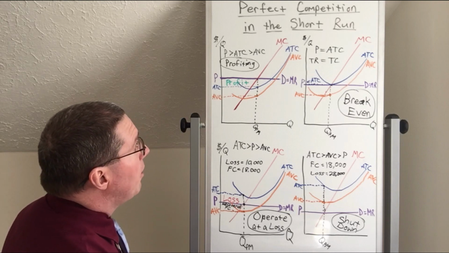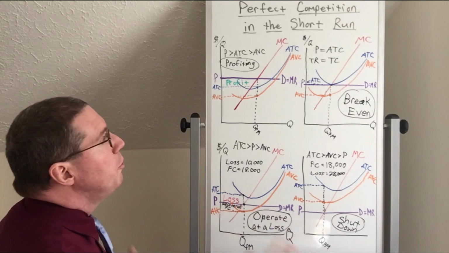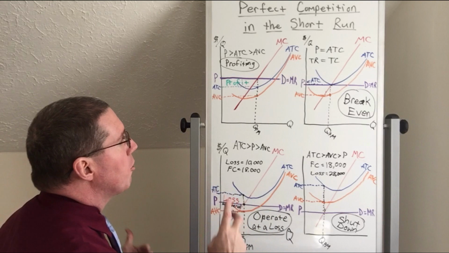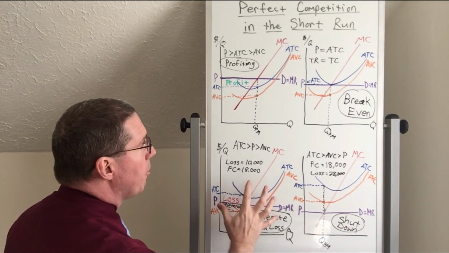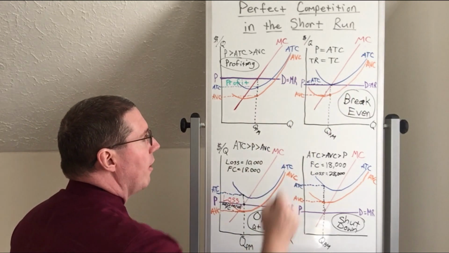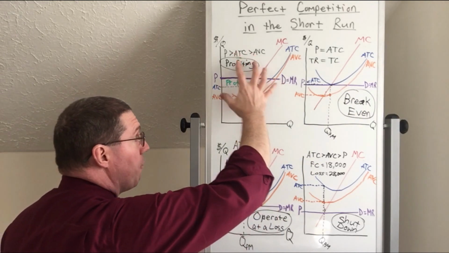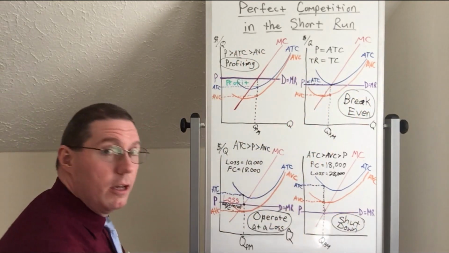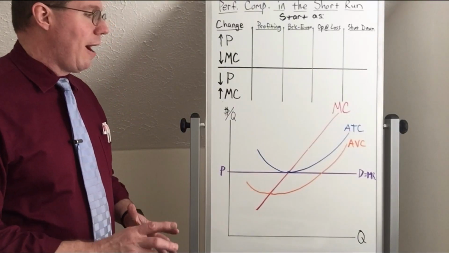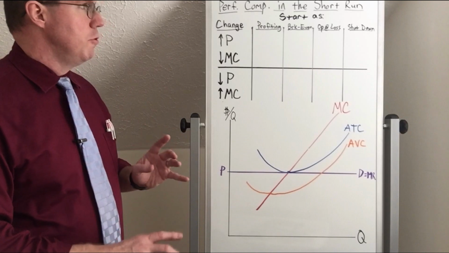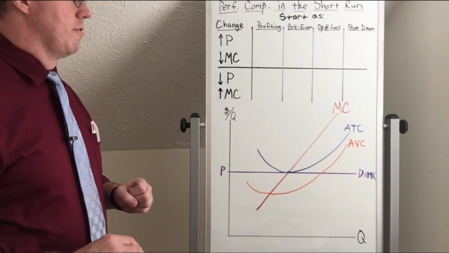Okay, so what we're going to do now is we are going to look at two different ways. How can a firm go from shut down to operating at a loss? How can they go from operating at a loss to breaking even? How can they go from breaking even to profiting? Or the other way around. How do they go from profiting to breaking even to operating at a loss to shutting down? All right, so here's what we want to see: how a perfect competitor can move from one of the four circumstances into another circumstance, okay?